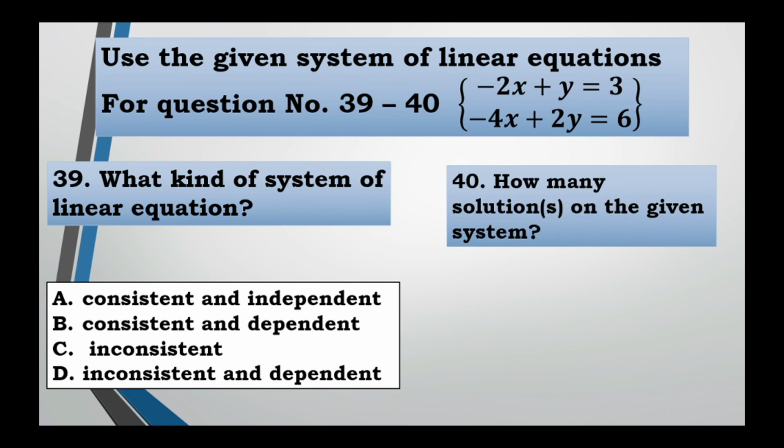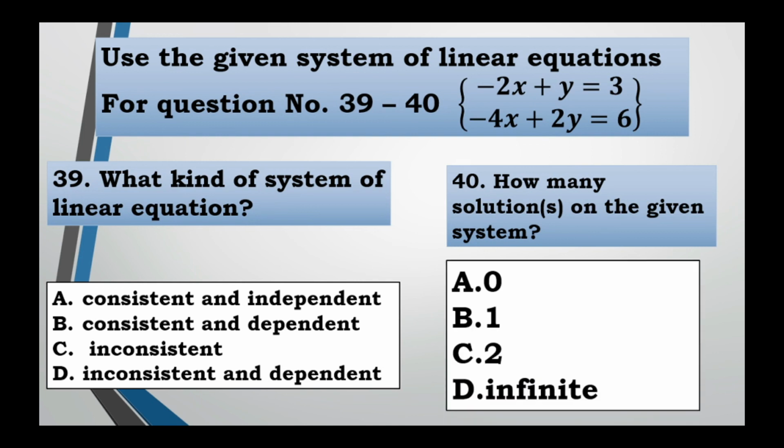Question number 40. How many solutions does the given system have? Letter A, 0. Letter B, 1. Letter C, 2. Letter D, infinite.